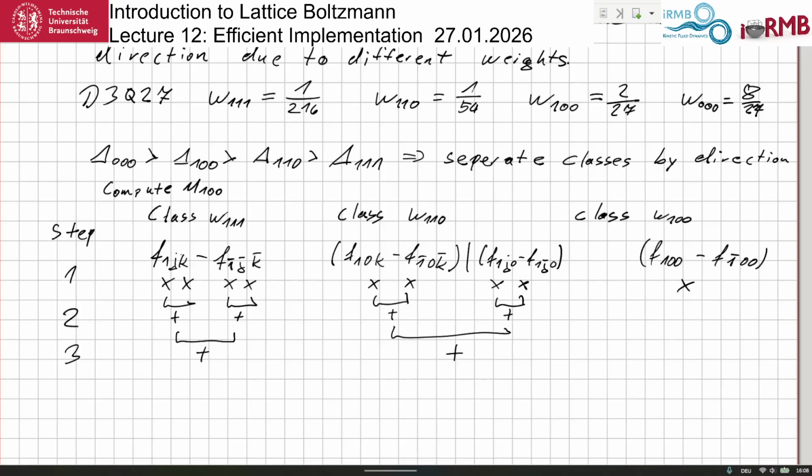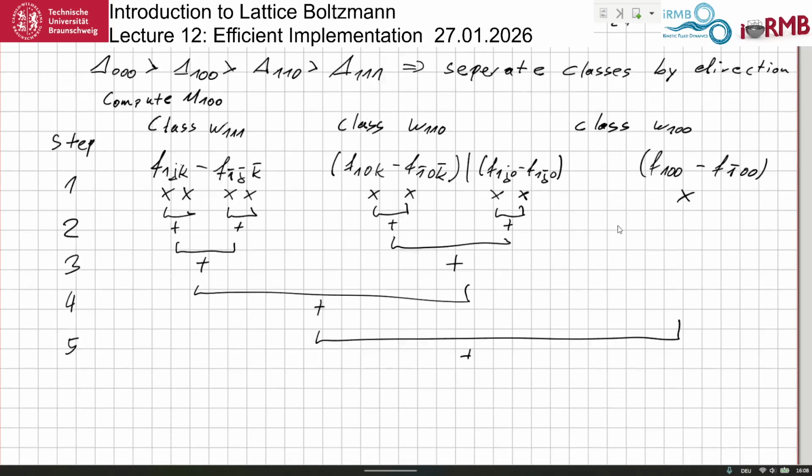Yeah. So we put these brackets, where we always had the one and the one that's going in the opposite direction. Yeah, and we tick these brackets. This is what we are doing here. This is why we put these brackets. Now we have a step number 4. In this we add this, and now we have a step number 5 where we add these here together. And after step number 5, we have our moment M100.